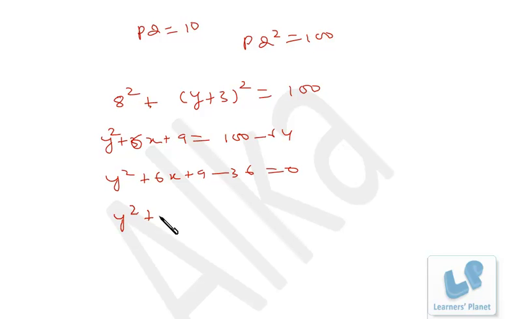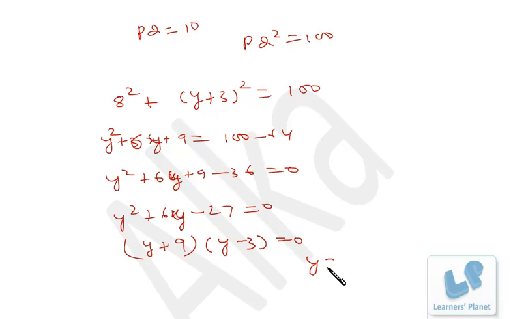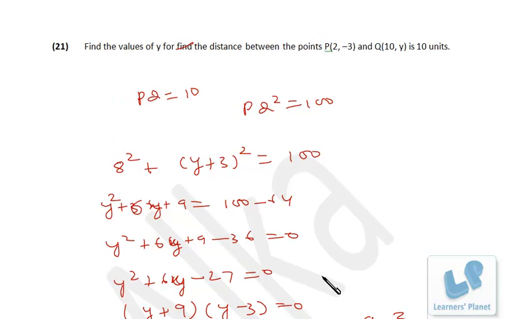So y square plus 6y minus 27 is equal to 0. I'm sorry, this is 6y actually. So that is y plus 9, y minus 3 is equal to 0. So y is equal to minus 9 and 3, right? So we have two values, y is equal to minus 9 and 3, for which the distance between these two points will be 10 units. Okay, I hope you are clear.